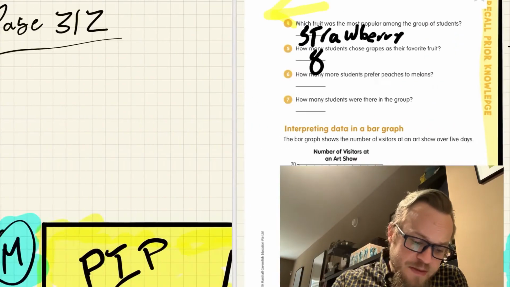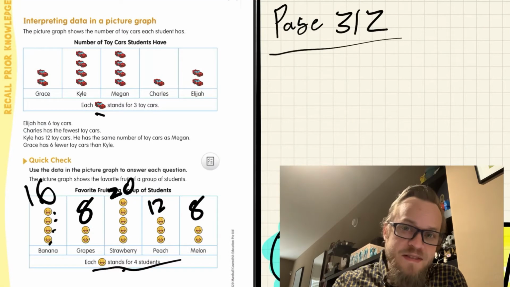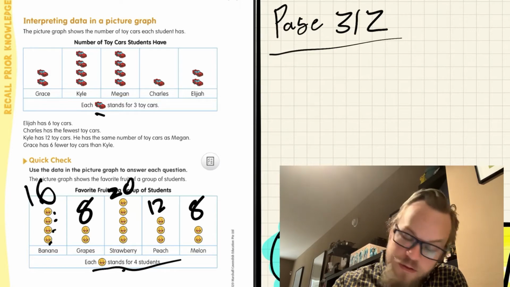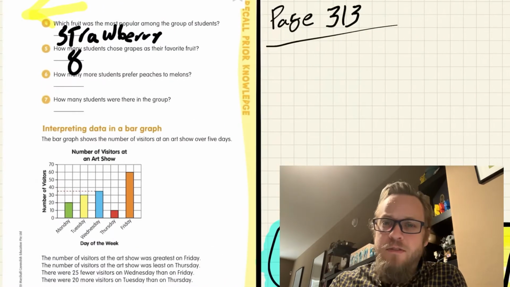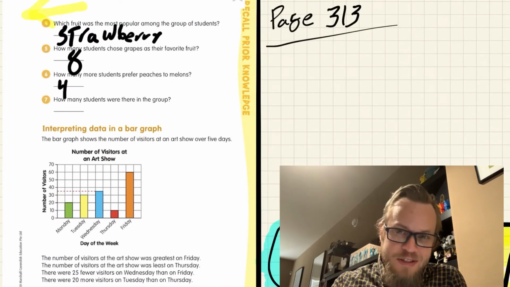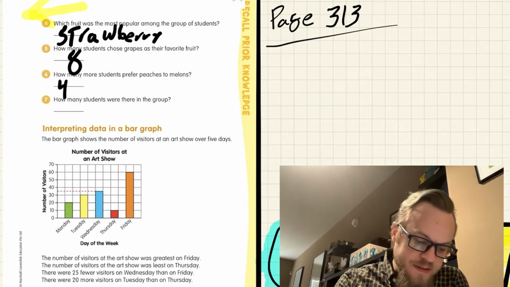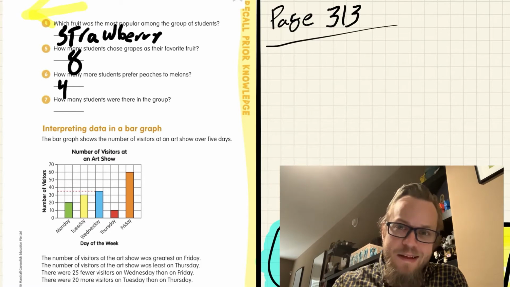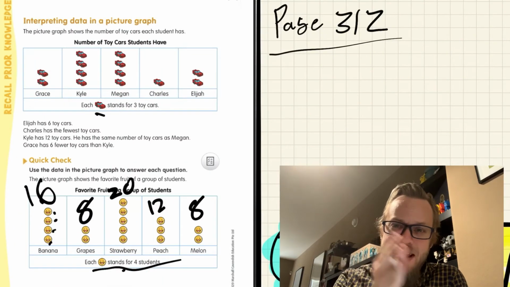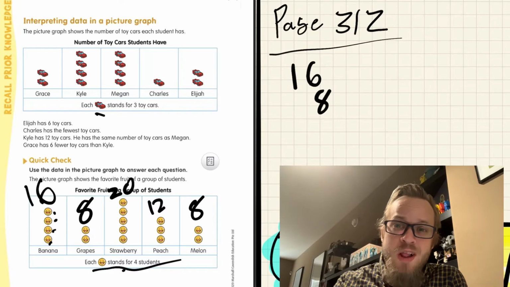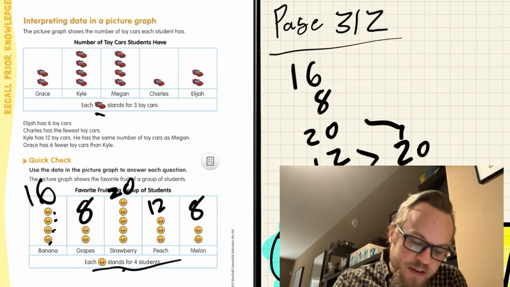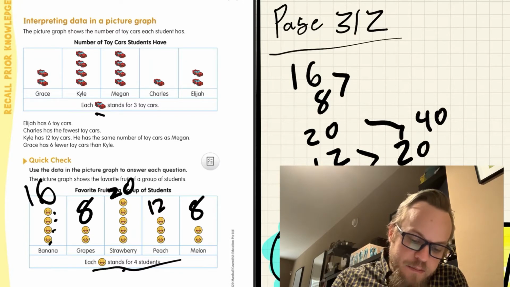How many more students prefer peaches to melons? This is comparison, so I'll be subtracting. Peaches I have 12, melons I have 8. There's 4 more students that like peaches compared to melons. So that's a 4. How many students were in the group? That's asking us to add up the total of all the groups we have here. So that's 16, 8, 20, 12, and 8. Combine here.